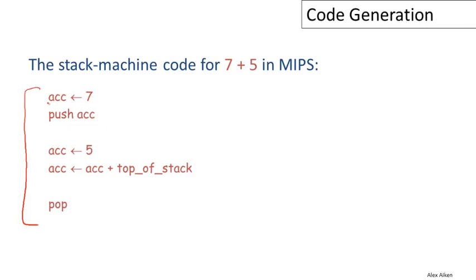All right, so the first instruction is to load 7 into the accumulator. And we can do that with a load immediate. We're going to load immediate the value 7. A0 is our accumulator register, and so this instruction puts 7 in the accumulator.